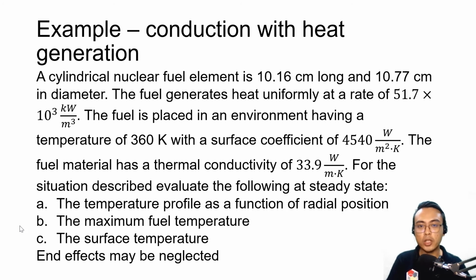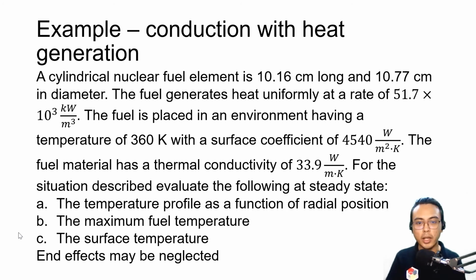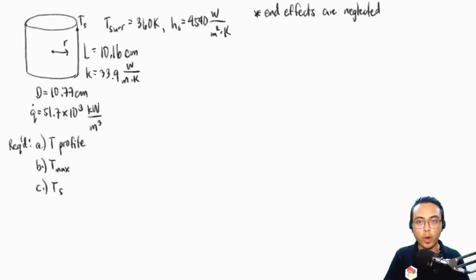For the situation described, evaluate the following at steady state. First, the temperature profile as a function of radial position. Second, the maximum fuel temperature. And last, the surface temperature. End effects may be neglected. This is our representation of the problem. We have our cylindrical fuel element.